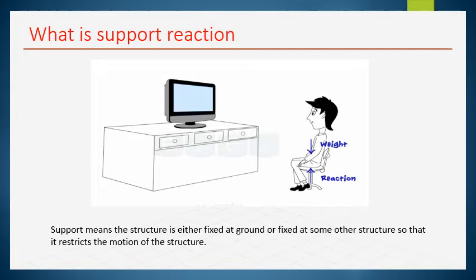Support means that the structure is either fixed at ground or fixed to some other structure so that it restricts the motion of the structure by offering resistance in the form of reactions. Here you can see the weight and the reaction act in opposite directions. They will be equal in magnitude and opposite in direction, hence the boy is in equilibrium, we can say.